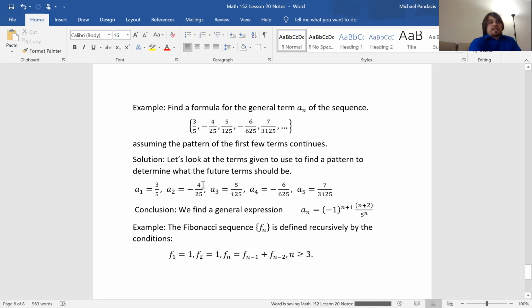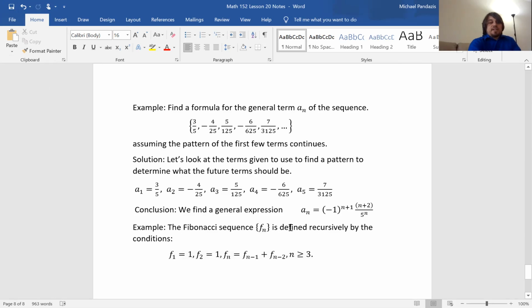What these conditions are saying is that the first element of the Fibonacci sequence is 1. The second element is also 1. And then, starting with the third term, for n greater than or equal to 3, the nth term is the sum of the two previous terms. So f sub n, the nth term, is the n minus 1th term plus the n minus 2th term. So the first term is 1, the second term is 1, and then starting at 3, the nth term is the sum of the two previous terms. Okay, and so that's how you can define the Fibonacci sequence.